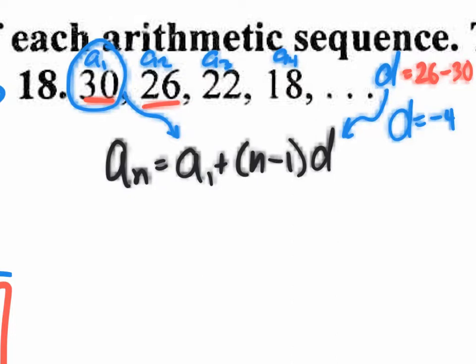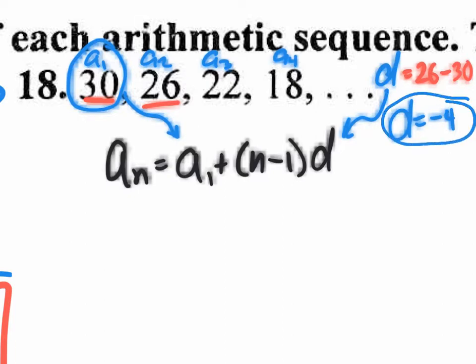Don't just say 4. If you just say 4, it's going to be wrong. I'll tell you why. Because if you just say 4, when you distribute, 4 times n is 4n, when you really need a negative 4 right here, negative 4 times n is negative 4n. So it's very important that we understand. That's why I said don't use your head. Actually do a subtraction problem. 26, take away 30, is negative 4. That's why the d is negative 4.